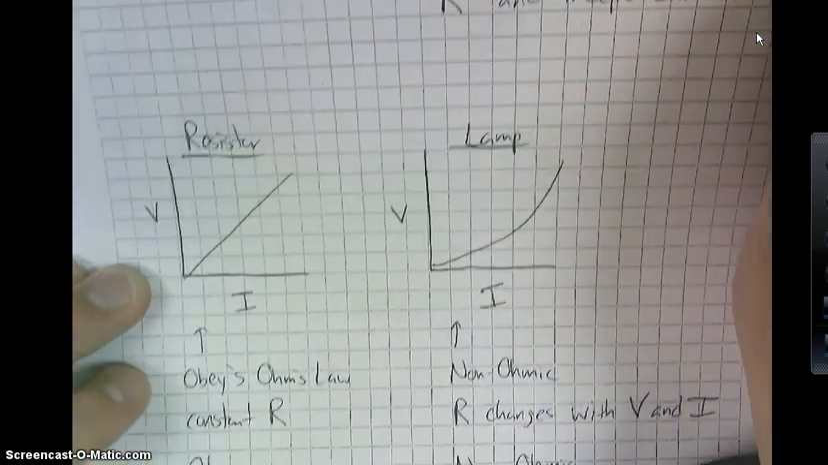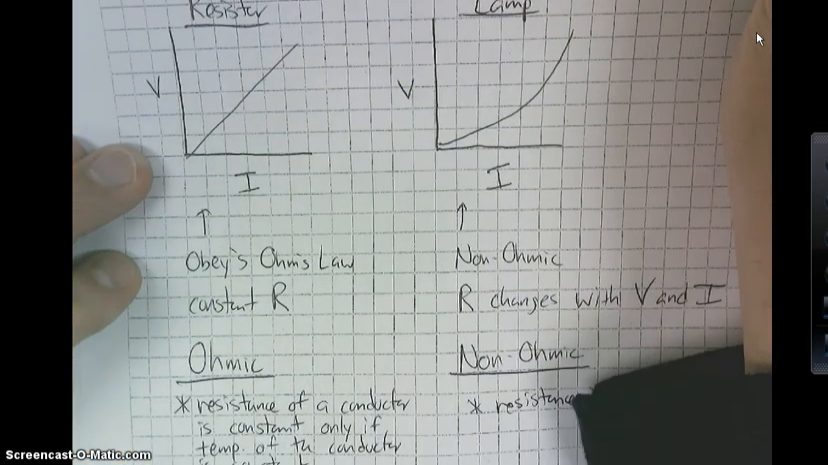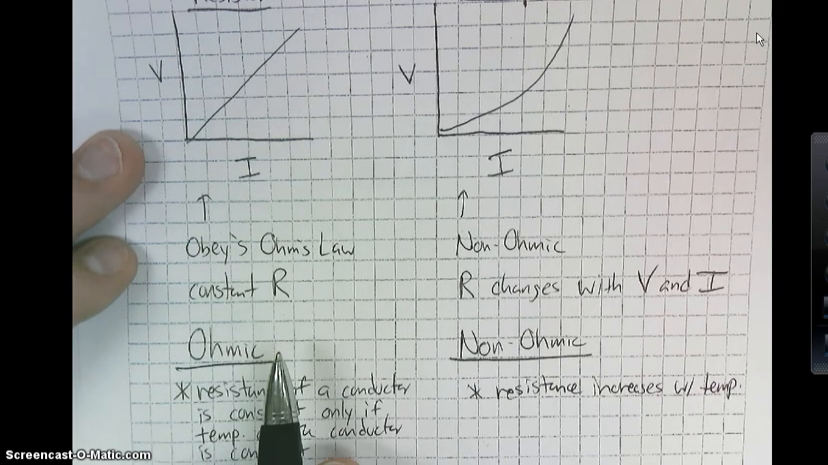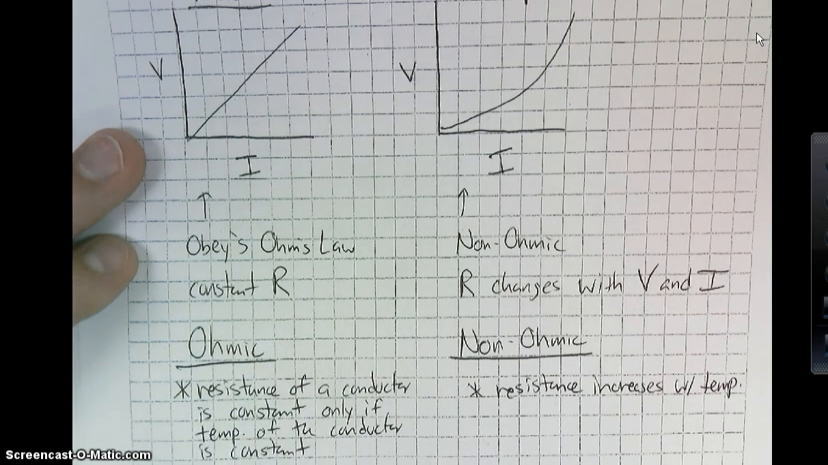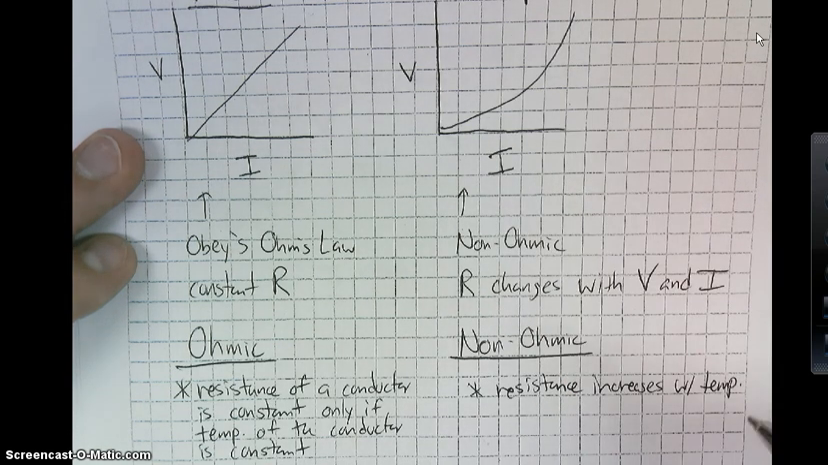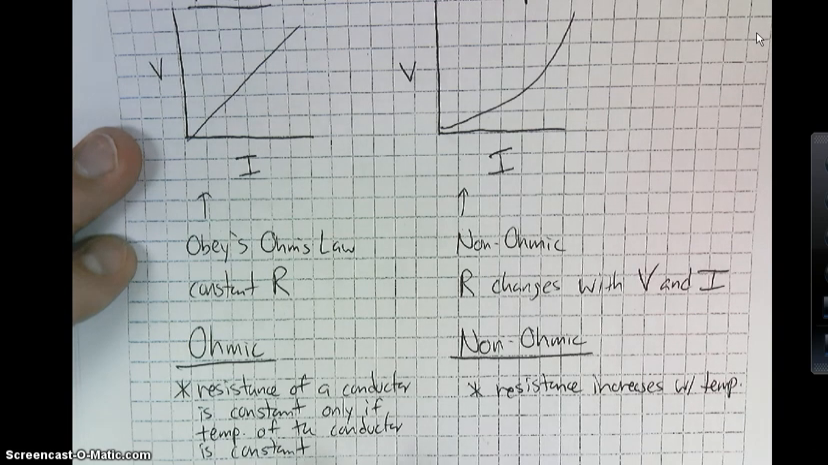So anything that obeys Ohm's law has a constant resistance and is called ohmic. Ohmic just means that the resistance of that component is constant as long as the temperature of it also doesn't increase. For something that is curved like this, that's known as non-ohmic or does not obey Ohm's law, and that's because that resistance changes based on the voltage or the current, and it's generally due to increases in temperature.